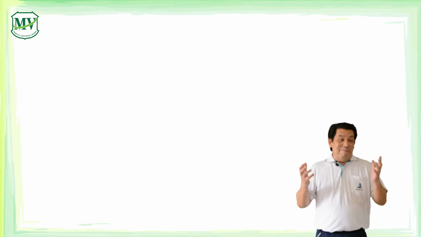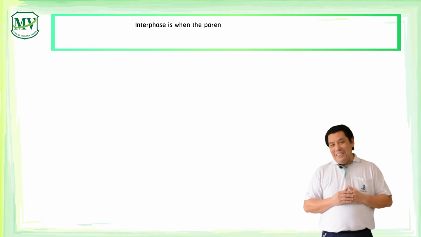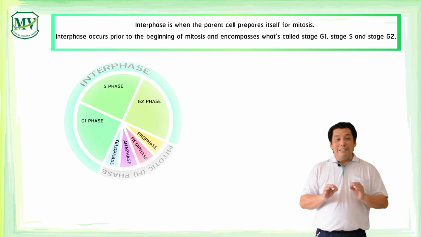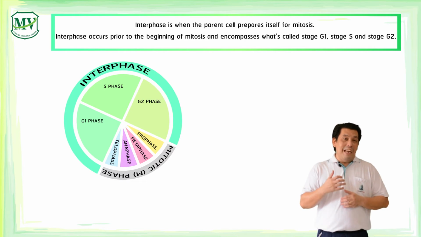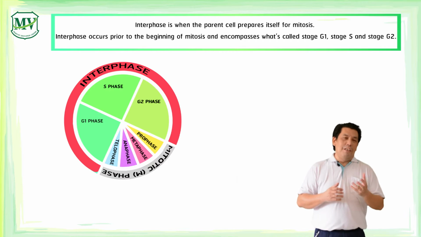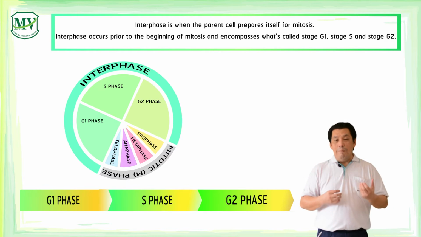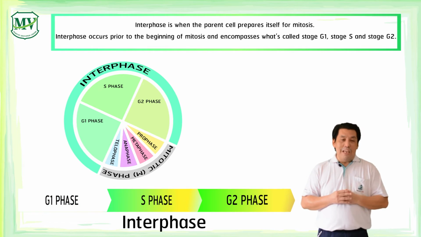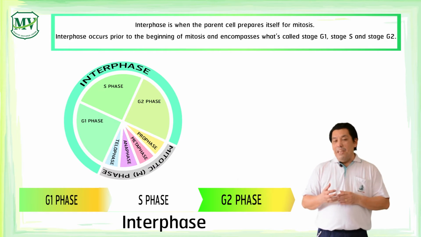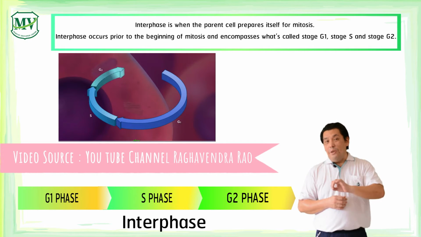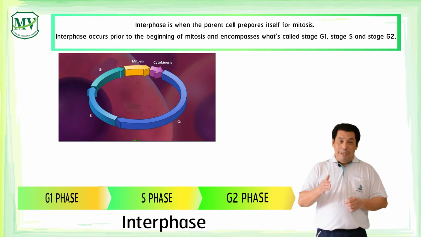We can think of interphase as a transitional phase. Interphase is when the parent cell prepares itself for mitosis. This phase isn't considered part of mitosis, but understanding what happens during interphase can help the steps of mitosis make a little more sense. Interphase occurs prior to the beginning of mitosis and encompasses what's called stage G1, or first gap, stage S, or synthesis, and stage G2, or second gap. Stages G1, S, and G2 must always occur in this order.